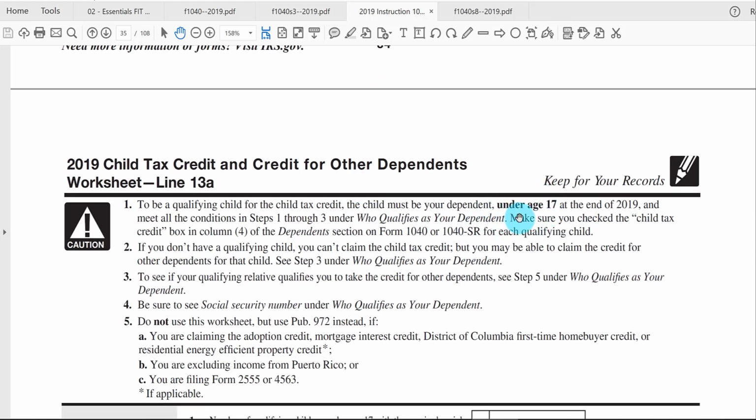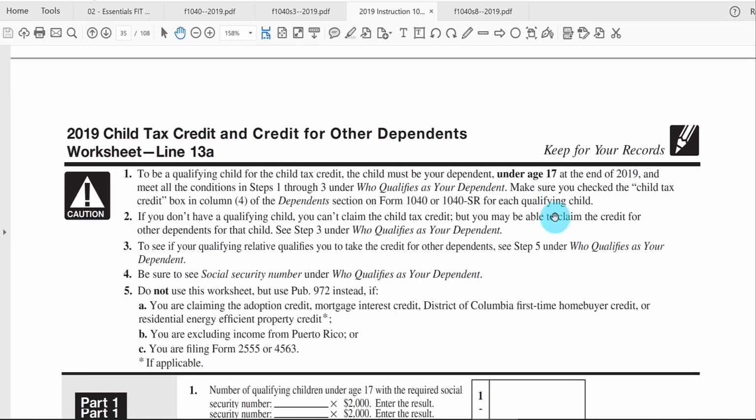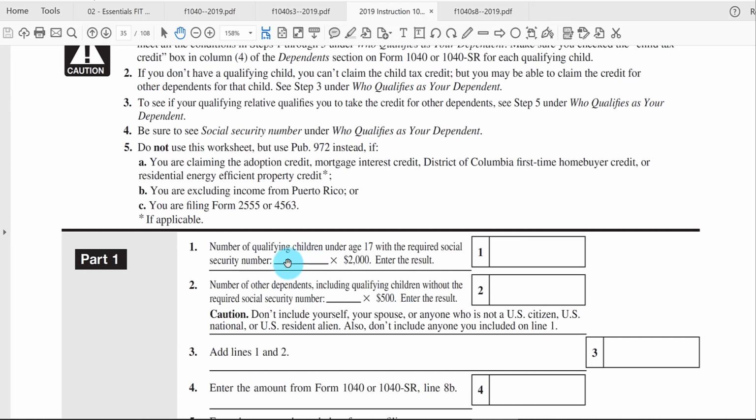Again, qualifying children have to be under age 17. So if they're 17 in the current year, that means they're not a qualifying child. You have to treat them as an other relative. Here in line 1, we will enter the number of children under age 17 who qualify and multiply it by $2,000. In line 2, all the other dependents will give you a $500 credit each. You total up the two categories, and here's the tentative maximum credit you can claim.